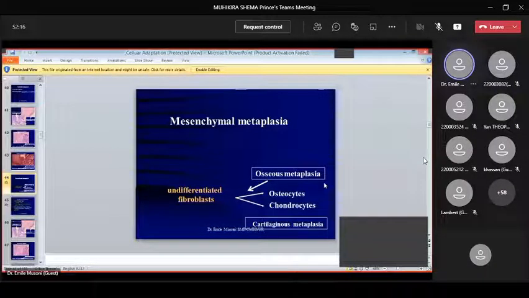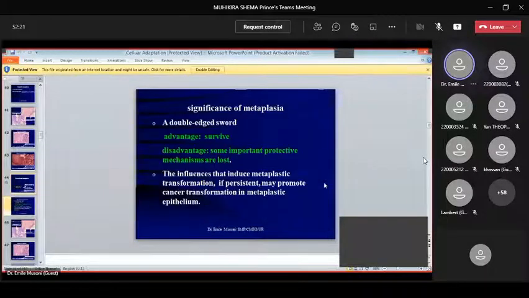So what is the significance of metaplasia? It is a double-edged sword. It has an advantage: there can be a survival advantage. But metaplasia can also lead to cancer. It survives because this is a reversible injury, and with proper treatment it can be reversed.